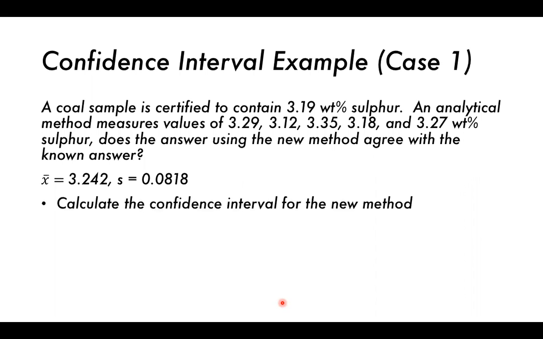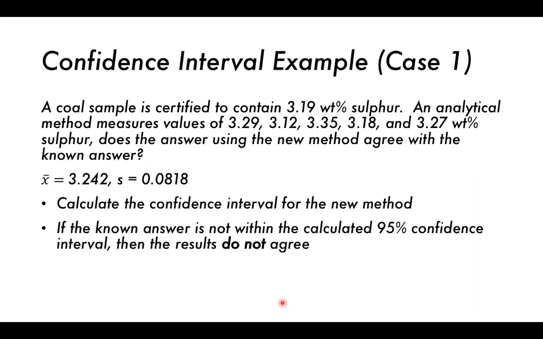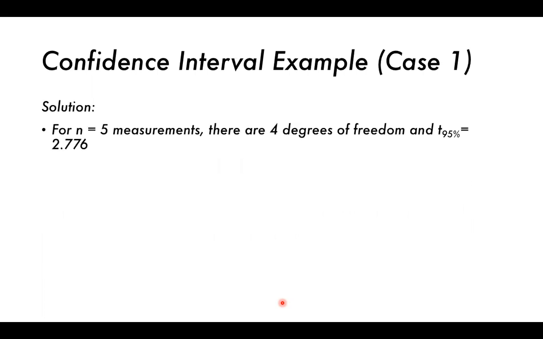So then we need to calculate the confidence interval for the new method. So we'll use our confidence interval equation. And if the known answer is not within the calculated 95% confidence interval, then the results do not agree. So typically, whenever we're doing calculations, if the confidence level is not stated, we typically accept it as 95%. So we'll utilize our confidence interval equation and we'll do the calculation. So for n measurements, there are going to be 4 degrees of freedom, which means that our t value from our table is going to be 2.776.